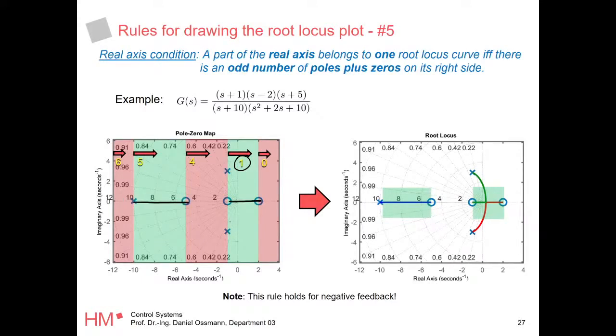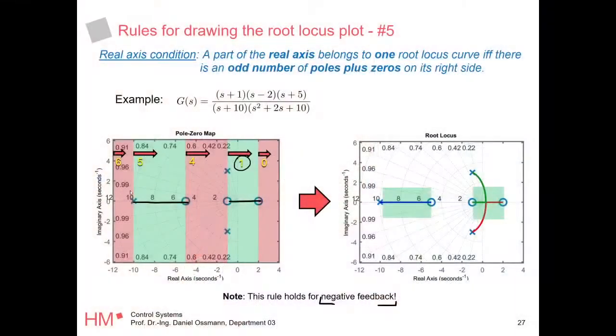Okay. Please note that this holds for negative feedback. Whenever you come to the point, and actually this happens sometimes in flight control, if you have positive feedback, the rule changes. You then need to look to the left-hand side, or you look to the right-hand side for even numbers, not odd numbers, right? It's the same. Okay, so this really holds for negative feedback. Okay. 3 more rules, then we are done.